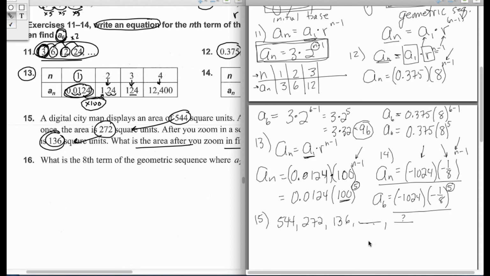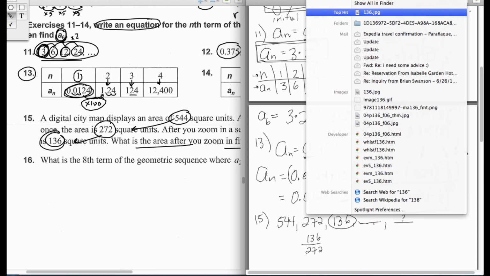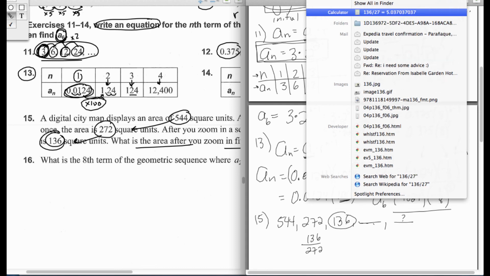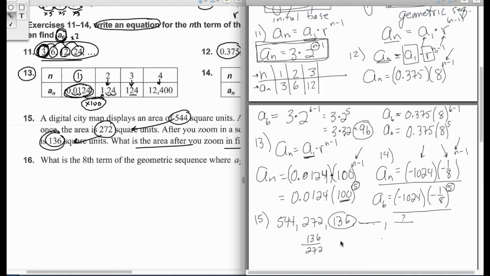And we want to find out the 5th one. Okay? So we got to figure out what we're dividing by, or what fraction we're multiplying by. Remember, it's easy. Just take any number and divide by the number in front of it. So if you take 136 and you divide by 272, you're going to get 0.5, right? 0.5.